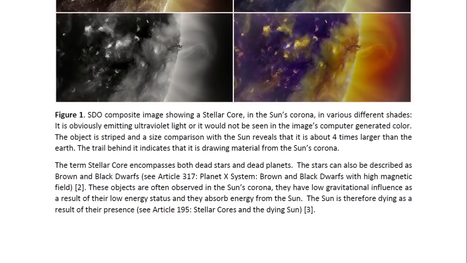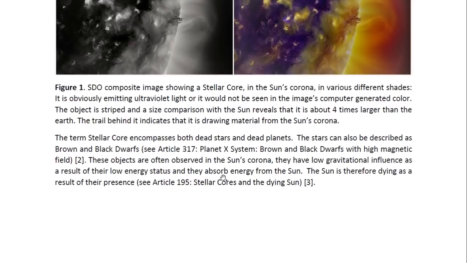The stars can also be described as brown and black dwarfs. And you may look at article 317 entitled Planet X System, Brown and Black Dwarfs with High Magnetic Field. These objects are often observed in the sun's corona. They have low gravitational influence as a result of their low energy status, and they absorb energy from the sun. The sun is therefore dying as a result of their presence. And you may look at article 195 entitled Stellar Cores and the Dying Sun for more details.